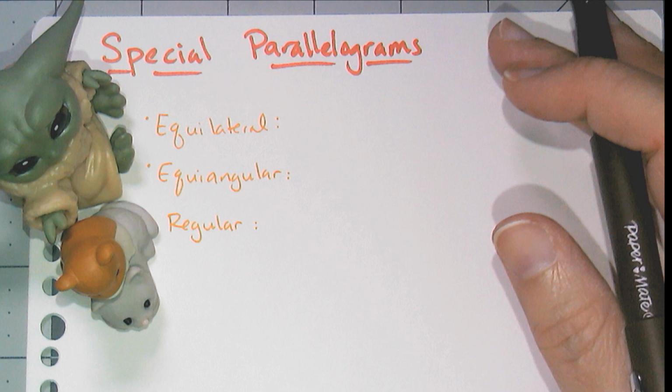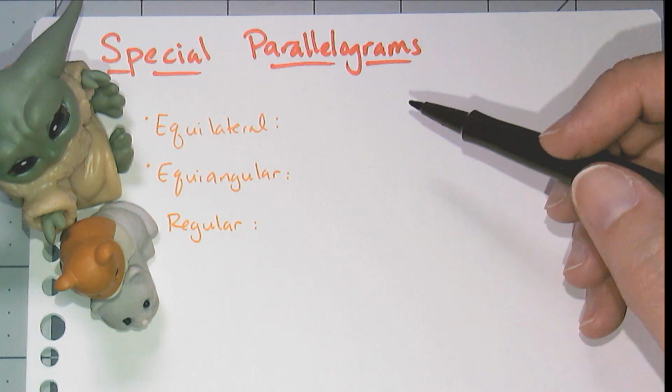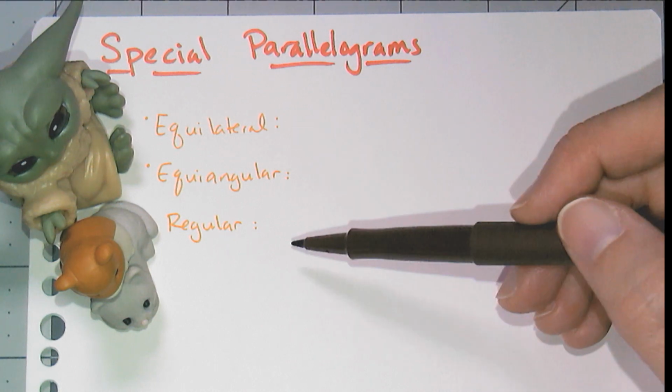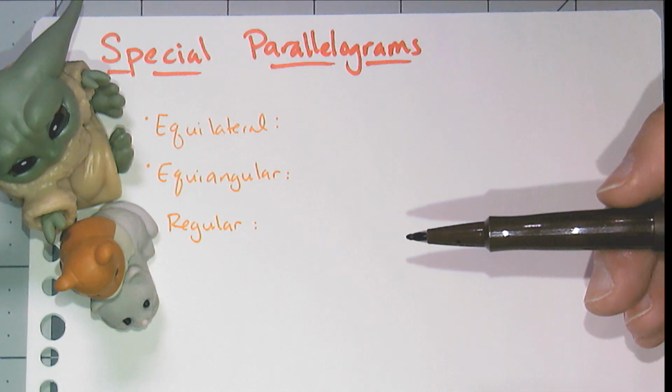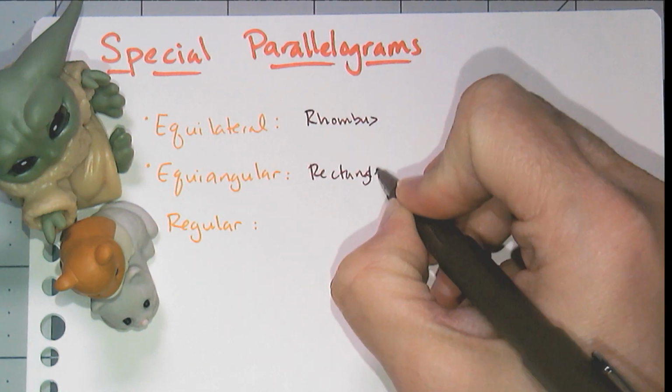Hey y'all, in this video we're going to look at these special parallelograms, and those are the ones that are equilateral, equiangular, or both equilateral and equiangular, and we know them by the names of rhombus, rectangle, and square.